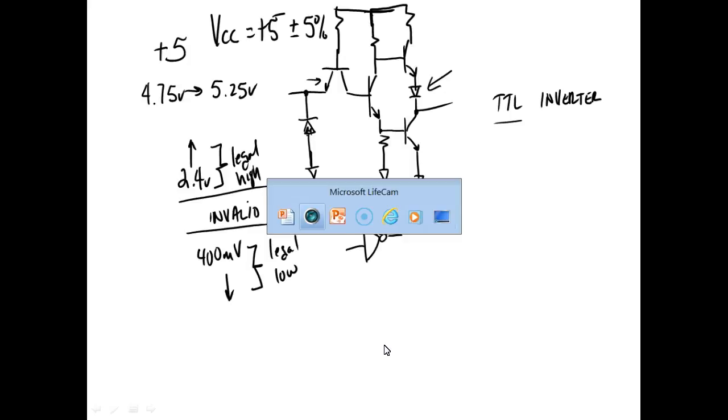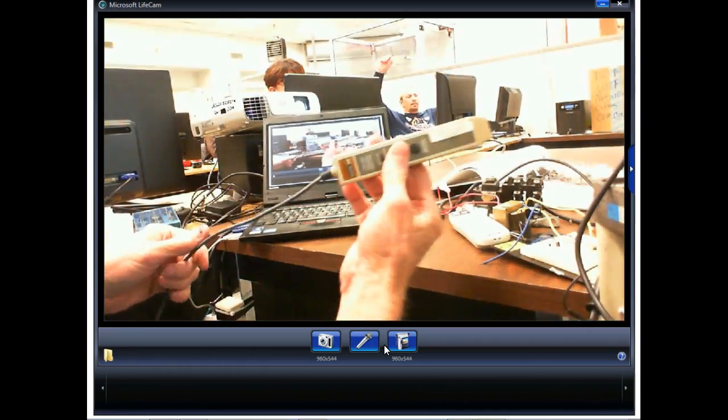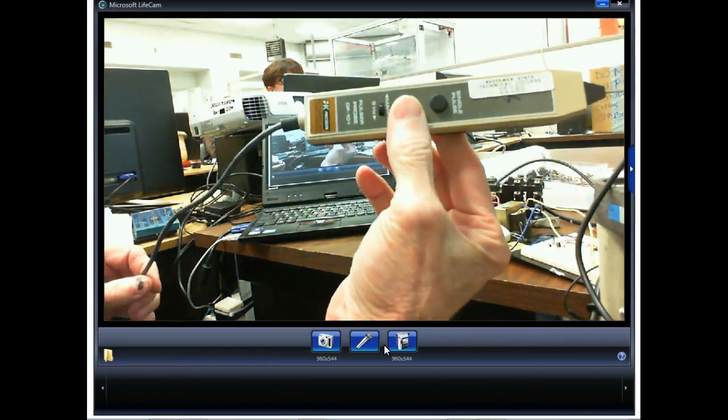And these things are not very expensive. They don't work well with fast changing signals, but if you've got static signals or slow changing signals, these guys right here work great.